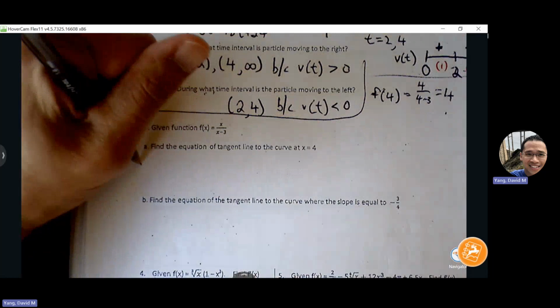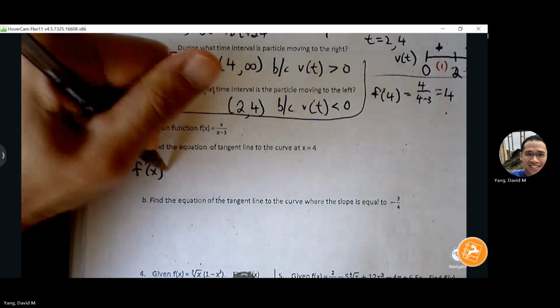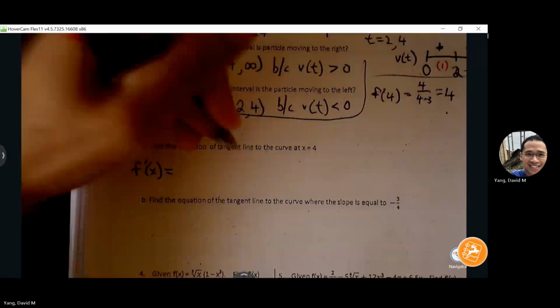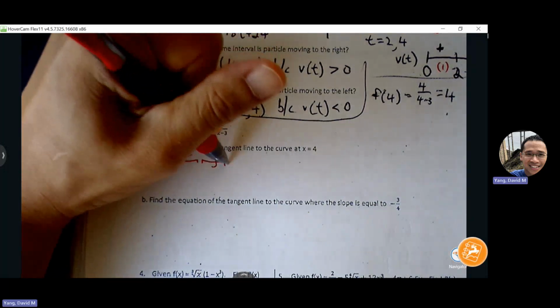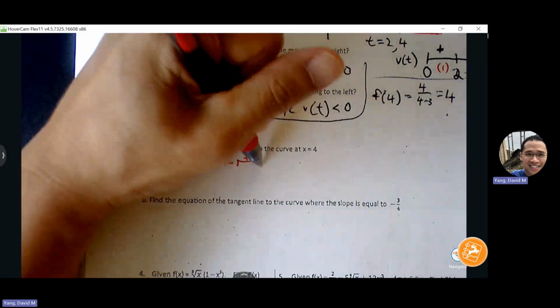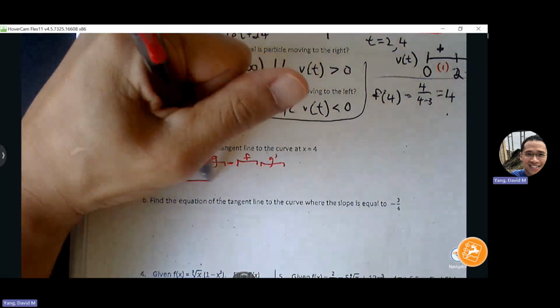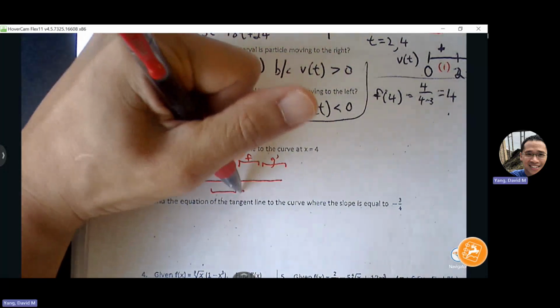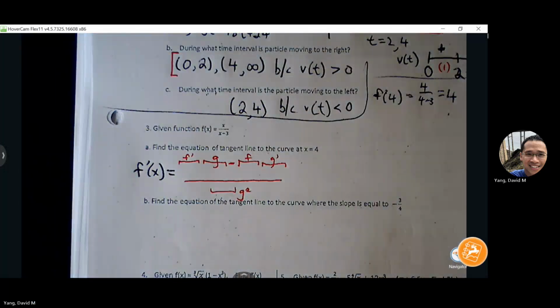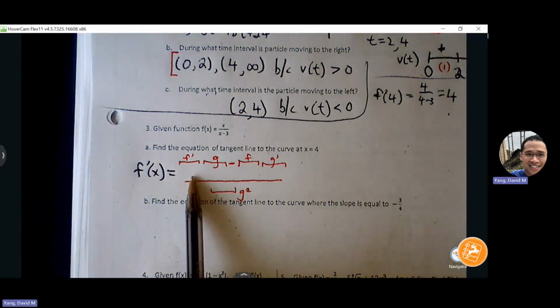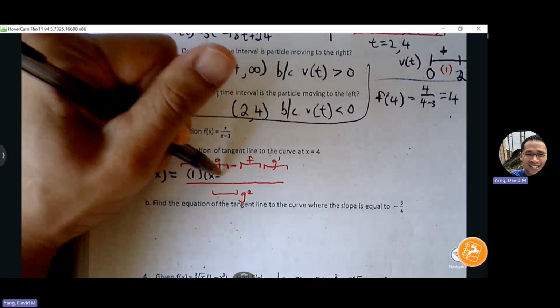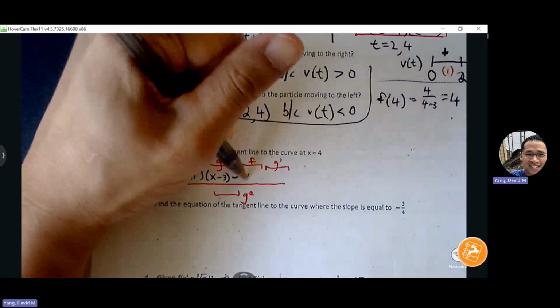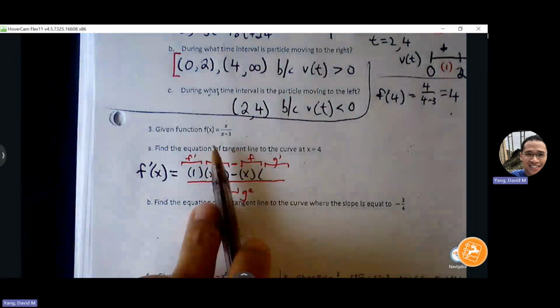Okay, so let's find f prime. So here's a reminder of quotient rule: f prime times g minus f times g prime, all over g squared. Okay, what's f prime? 1. g, no changes. f, no changes. g prime, what's g prime?